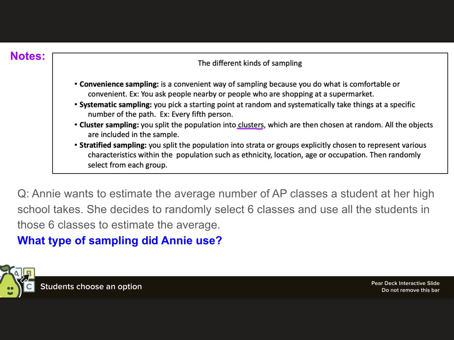So there's again usually some kind of random number generator. Maybe you have 10 clusters, you give them all a number 1 through 10. Use the random number generator to pick 1 or 2 clusters, and you will sample everybody in the cluster.